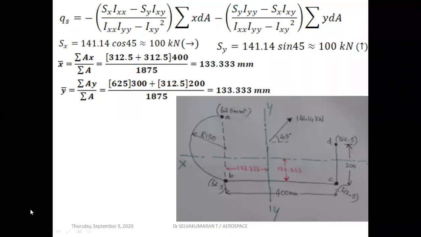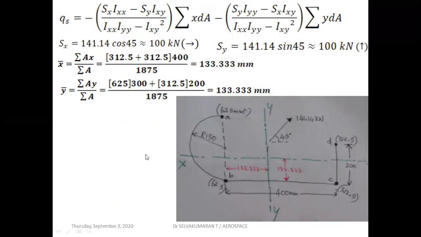Let us determine the shear flow values, plot the shear flow distribution, and locate the shear center distance for the given beam section with booms. The given beam section is subjected to an external shear load of 141.14 kilonewton, which is acting at an angle of 45 degrees with respect to the horizontal.